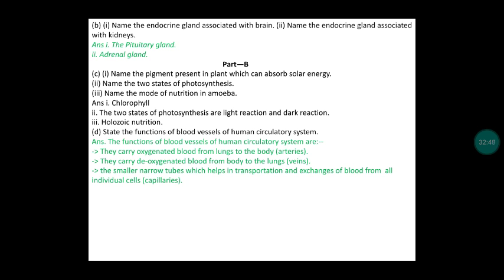Name the endocrine gland associated with the brain. That is the pituitary gland. And then name the endocrine gland associated with the kidney. That is the adrenal gland.